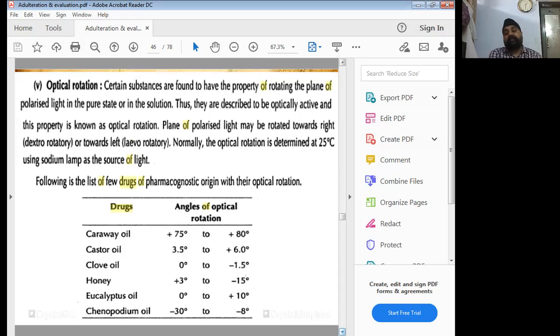Then optical rotation. This property is basically rotation of the plane polarized light of a given solution. When plane polarized light falls on the solution, it is either rotated right or left. Certain oils like castor oil and clove oil have an appropriate value. If it is deviating from this optical rotation value, then there is some problem.